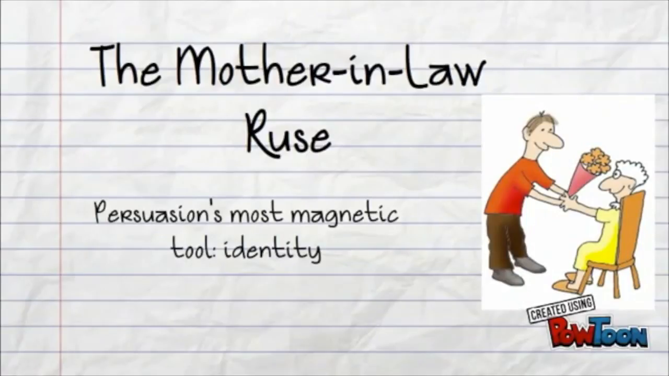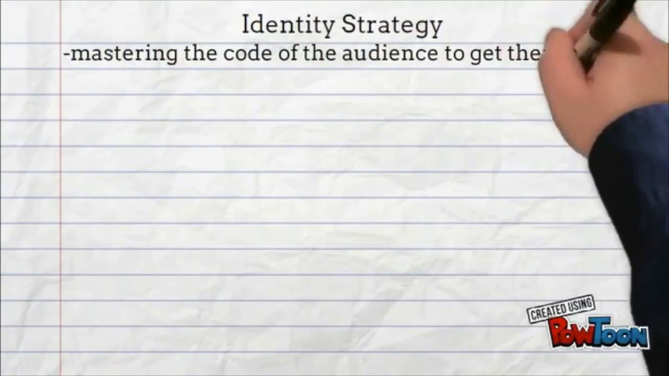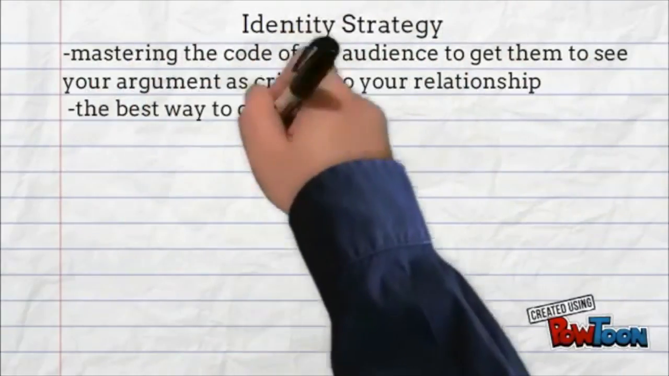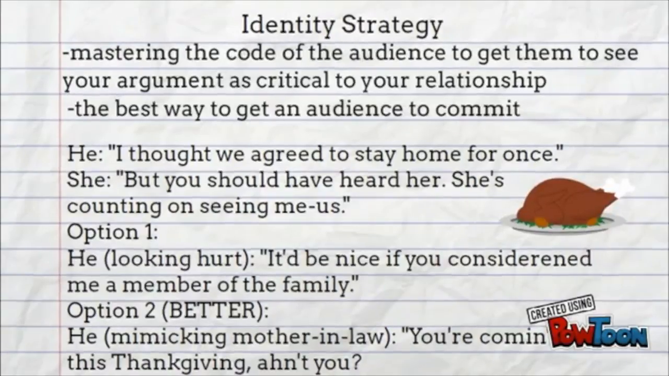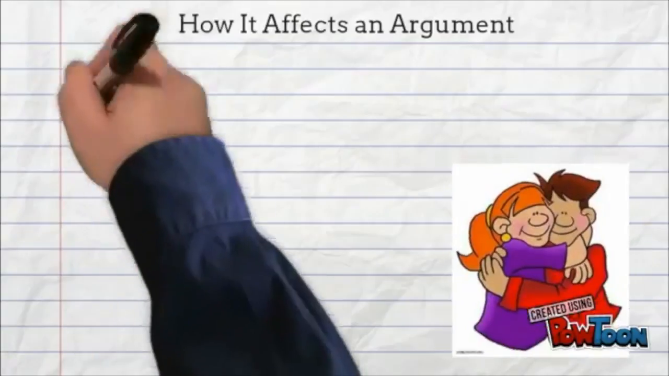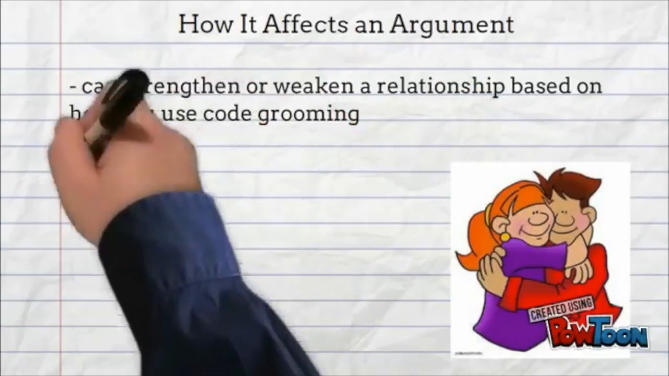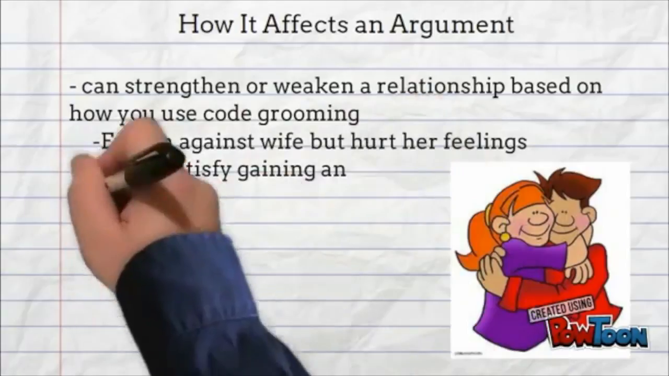How to use your audience's identity. Knowing your audience's identity will shape the way you persuade them. This helps you use techniques that work best on your audience and will get you the best results. Identity strategy can help or hurt you and the audience's relationship depending on how well you use it. You want to find a way to succeed in the argument but also please your audience.